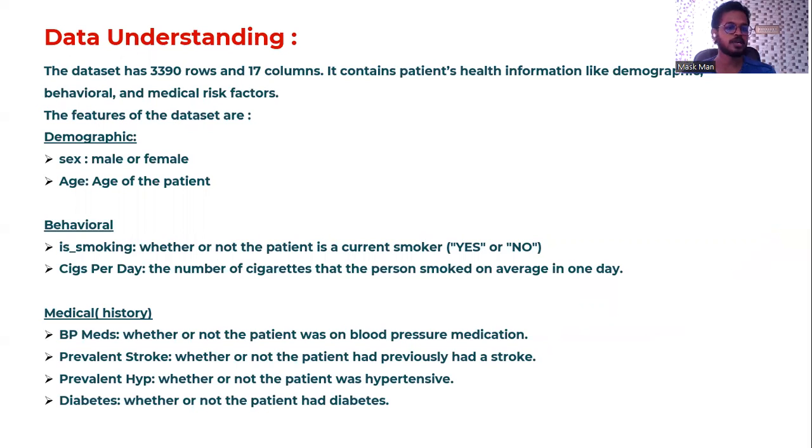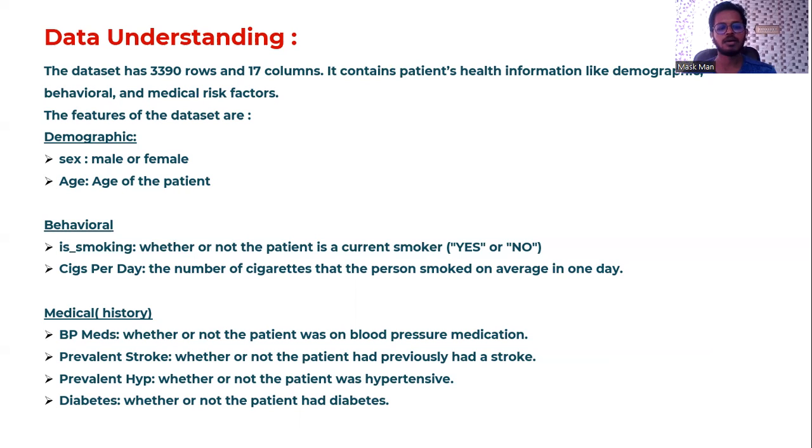If you see, the features are mainly of 4 types. One is demographic. Demographic means sex and age. Sex means male or female, and age is the age of the patient. Behavior means smoking is a feature. It contains yes or no. If the person has a habit of smoking, it shows yes, and if the person doesn't have a habit of smoking, it shows no. And cigs per day shows how many cigarettes the particular patient smokes per day.